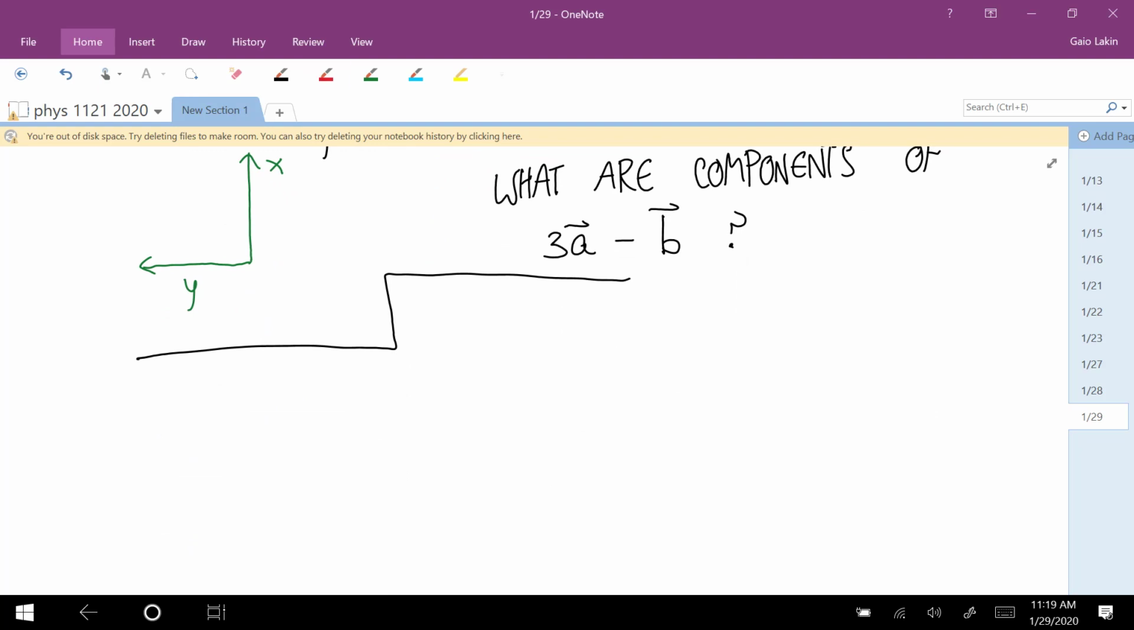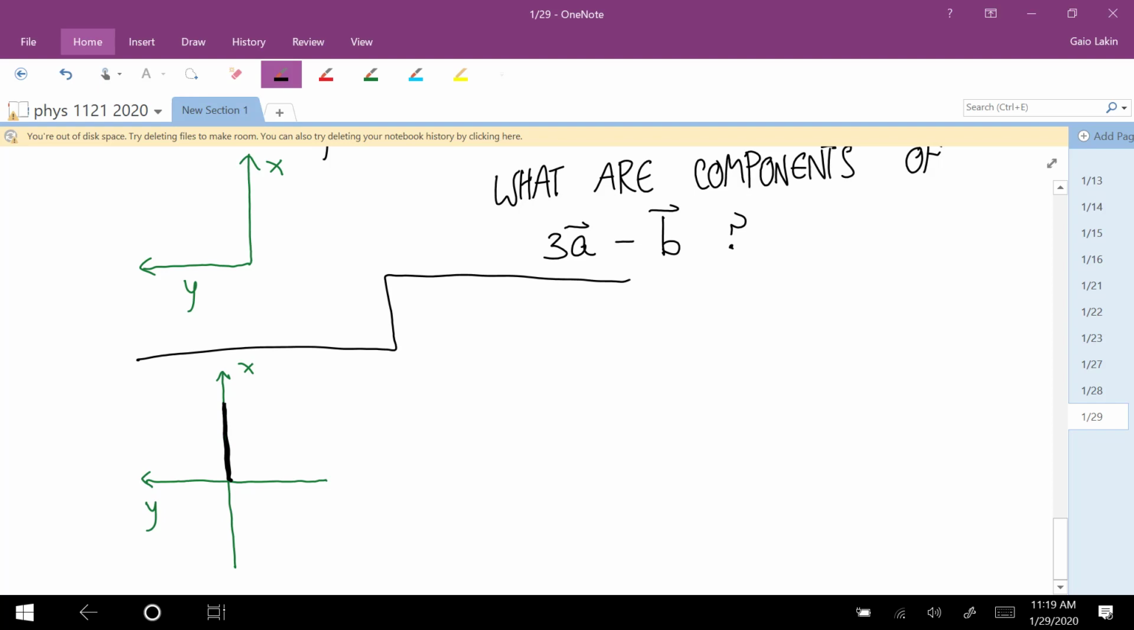So here's the coordinate system. There's x, there's y. And there are two vectors that we care about. One goes this way and has a magnitude of 2. And then the other one goes this way and has a magnitude of 4, where this angle is 20 degrees.